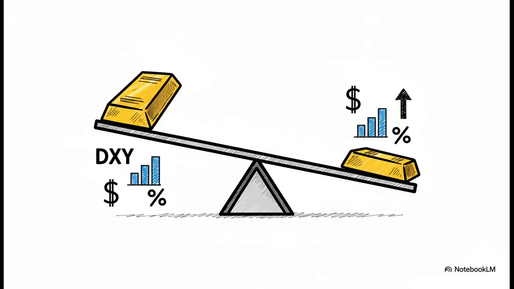Think of this like a seesaw. You need to burn this simple relationship into your memory. Gold typically has an inverse or opposite relationship with real yields and the US dollar index, the DXY. When yields and the dollar get stronger, gold tends to get weaker, and vice versa. Just understanding this one dynamic can save you from constantly fighting against the market's powerful undercurrent.